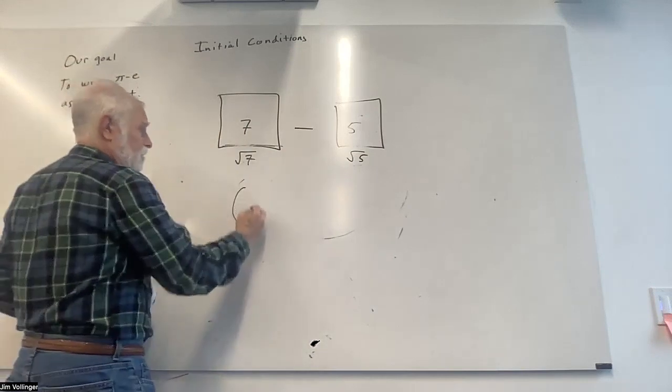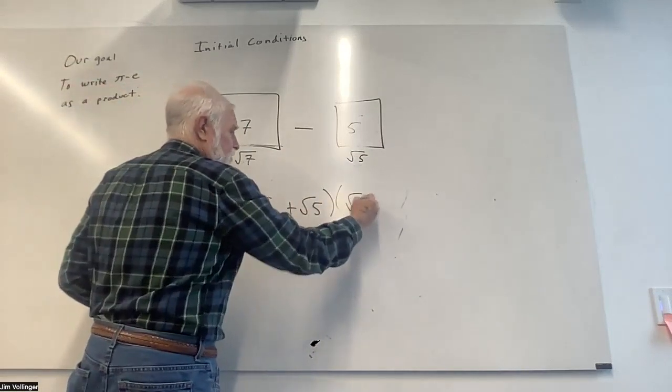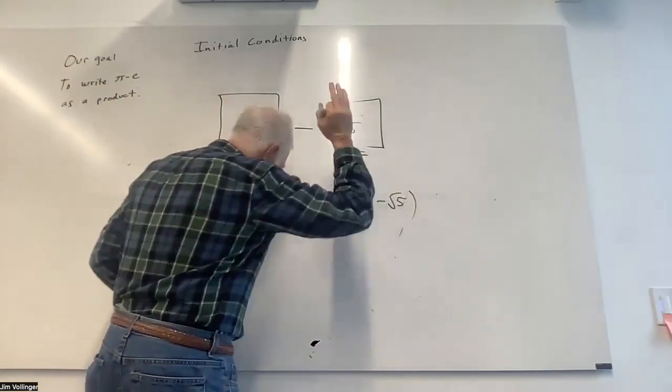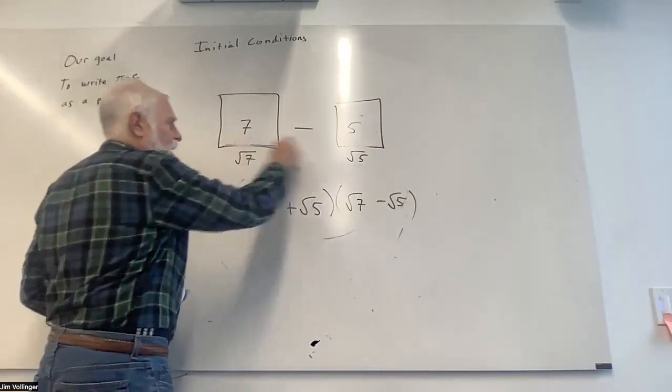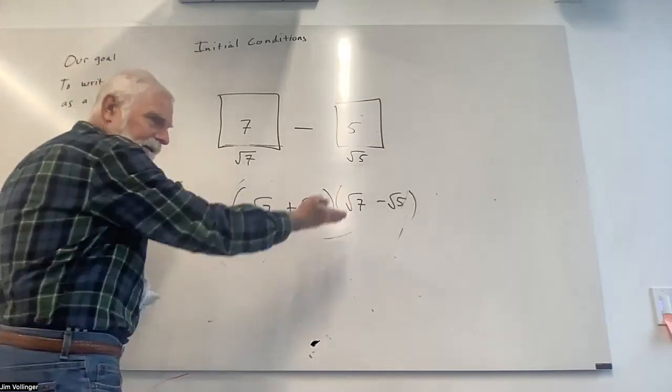Seems to me I should be able to say the square root of 7 plus the square root of 5 times the square root of 7 minus the square root of 5. Sum of the square roots times the difference of the square roots. So does it really matter what I put in here? No.